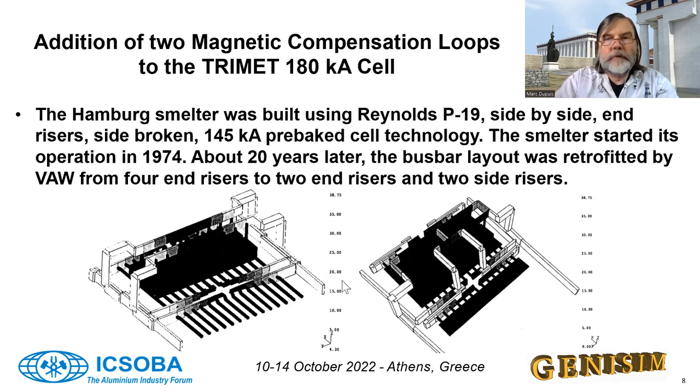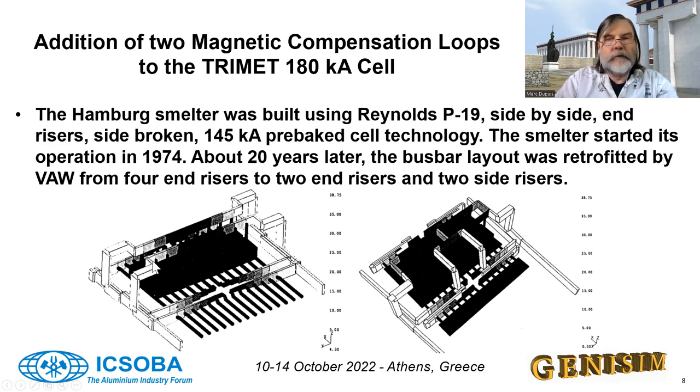Now, before getting to the tests, I will reintroduce the TriMet cell. The TriMet cell in Hamburg was built in 1970. It was a Renault P19 side by side with four end risers. You can see the layout here. The collector bar collects the current from this side of the pot, the downstream side, and you send it to this riser here. And from the upstream, you connect and then send this to this riser.